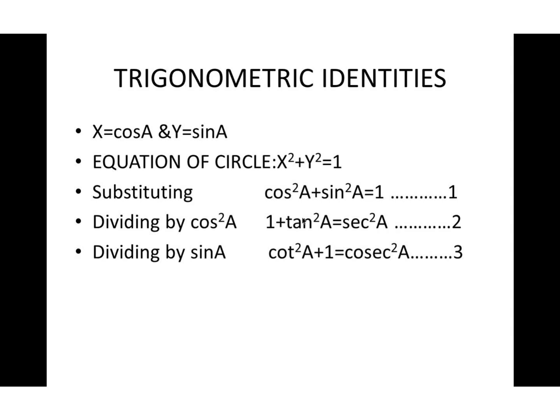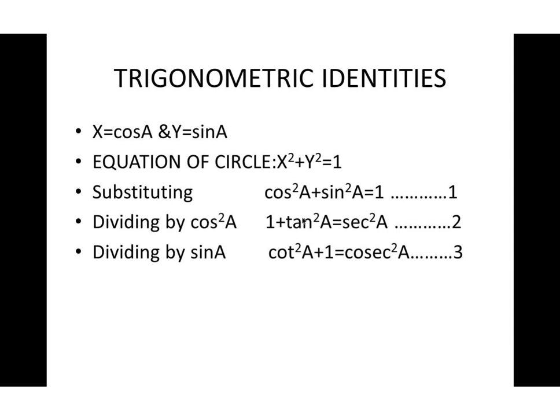Now divide by cos square A throughout, so cos square A upon cos square A plus sin square A upon cos square A is equal to 1 upon cos square A, which means 1 plus tan square A is equal to sec square A, because cos upon cos is 1, sin upon cos is tan, and 1 upon cos is sec. So 1 plus tan square A is equal to sec square A is the second trigonometric identity.